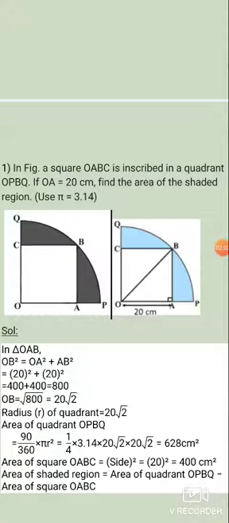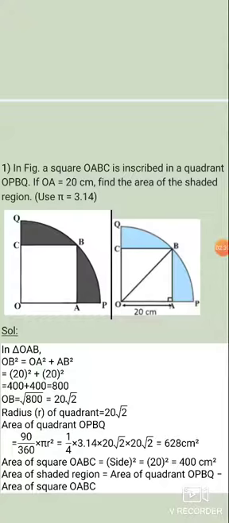The radius of the quadrant PBQ. So first we need to find out OB using the Pythagoras property. That is OB square is equal to OA square plus AB square. That is 20 square plus 20 square is equal to 400 plus 400, which is equal to 800. Then OB is equal to what? Square root of 800, which is equal to 20 root 2. Now, the radius of the quadrant is what? 20 root 2.